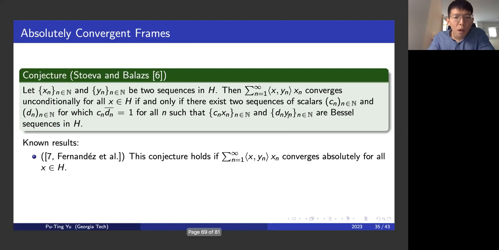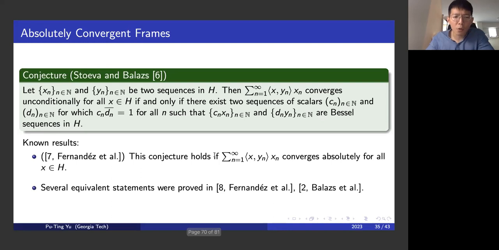So up to this point, there are some known results regarding this conjecture. The first result is proved by Fernandez and two other people. What they showed is that this conjecture holds if the sum of x_n multiplied by the inner product of x and y_n converges absolutely for all x in H.